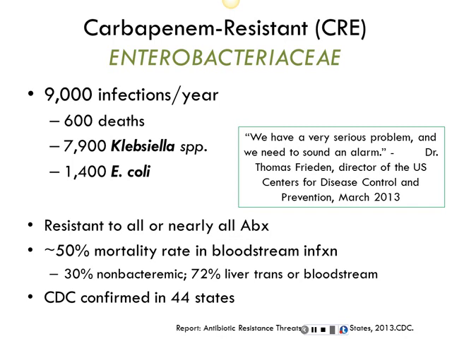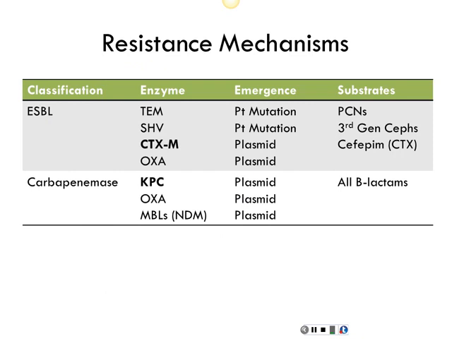Seen in 44 states. The primary enzyme that we're seeing there is the KPC enzyme, so the Klebsiella pneumoniae carbapenemase. It's a plasmid. We also see some OXA that comes down and is pretty resistant as well. And then the MBLs are your metallo-beta-lactamases. The main contributor to that is the New Delhi metallo-beta-lactamase that's primarily relegated to Pakistan and India at this point. But they are plasmids, so they can transfer to other bacteria very easily. So that's the main concern with these new ones, is transference to other bacteria.